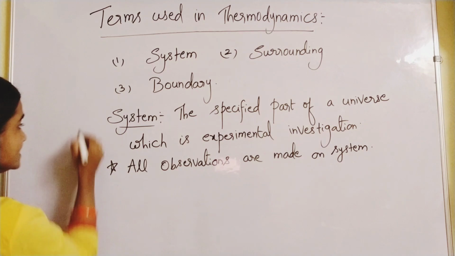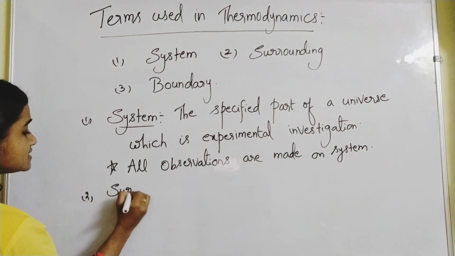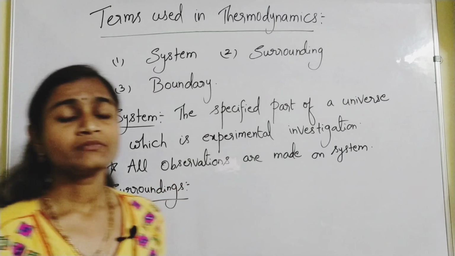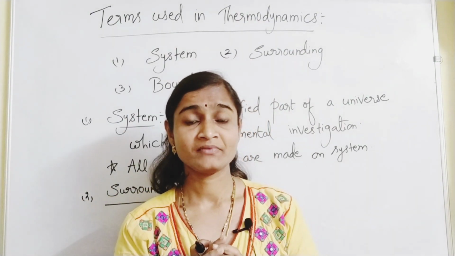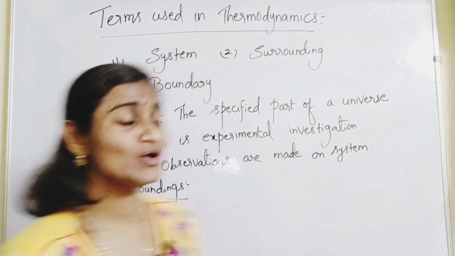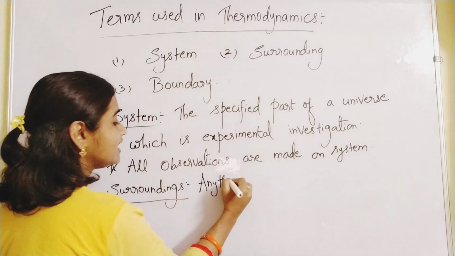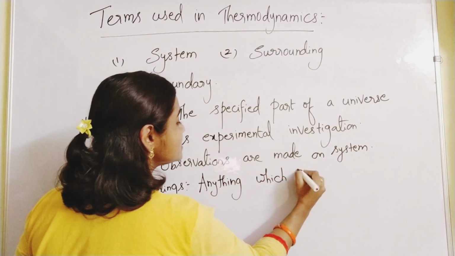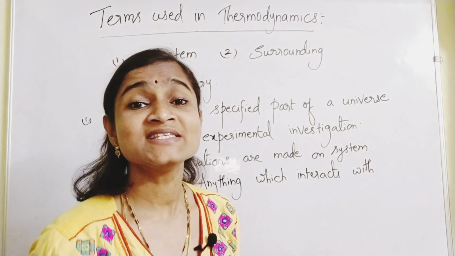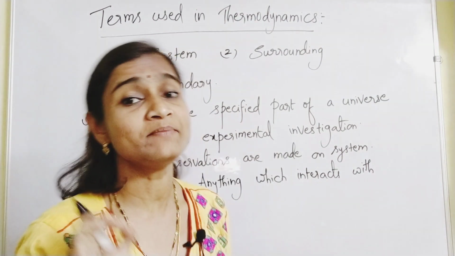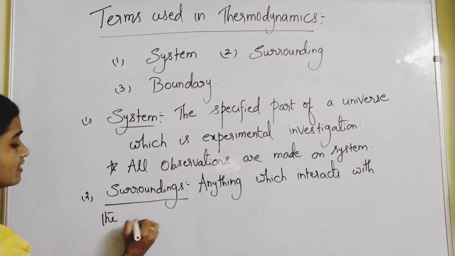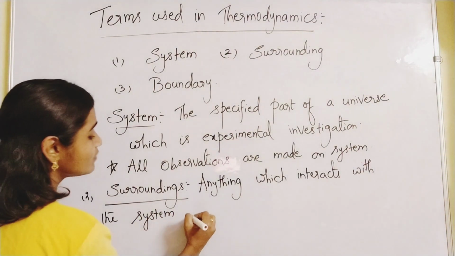And then surroundings. What is surroundings? In the name itself it is there. Anything which interacts with the system, anything which keeps on interacting with the system, you call it as surroundings. I request all of you to please write a note, keep writing and practice. Anything which interacts with the system is called surroundings.